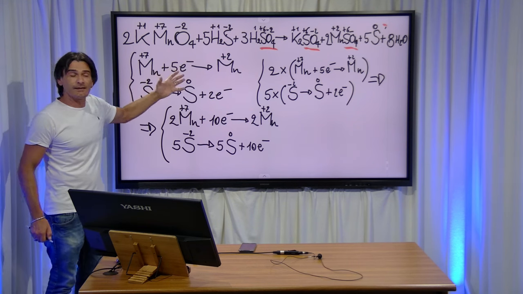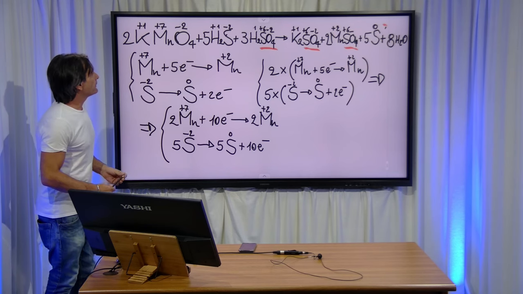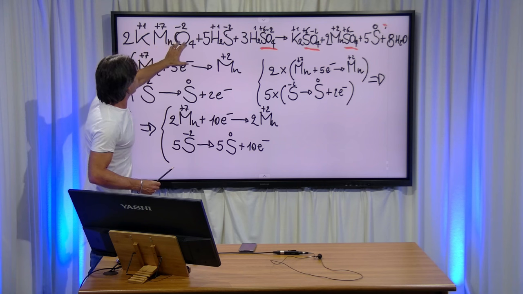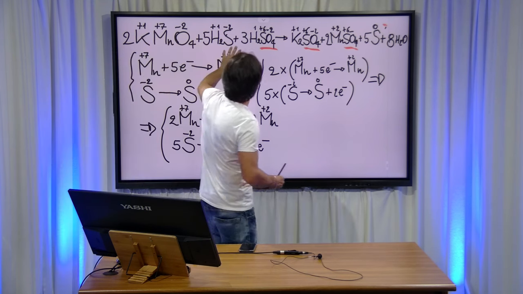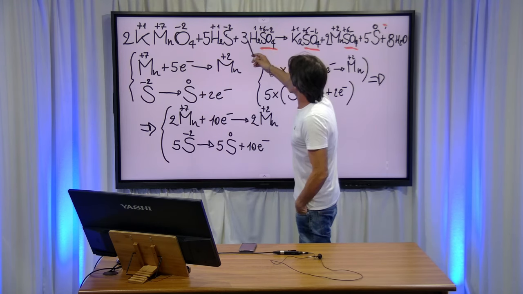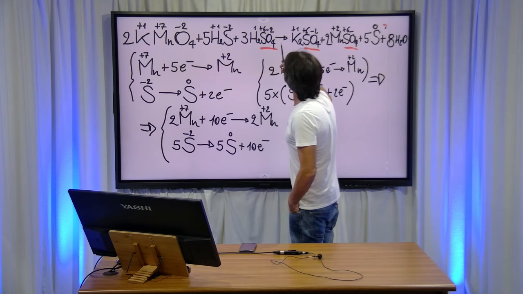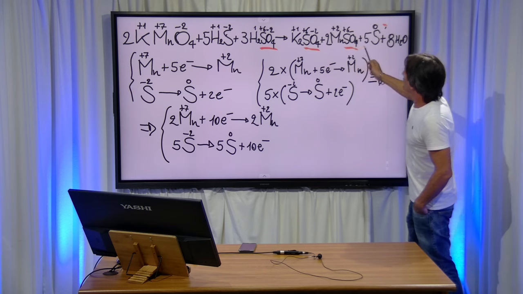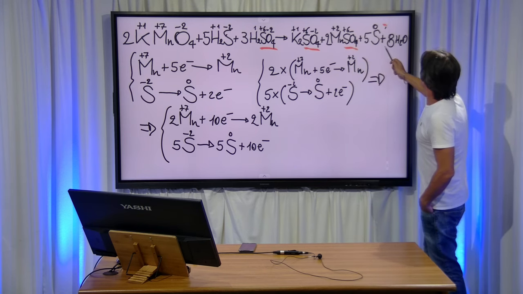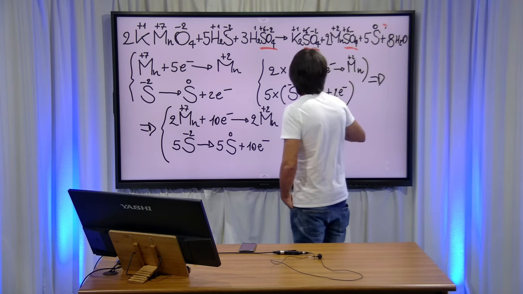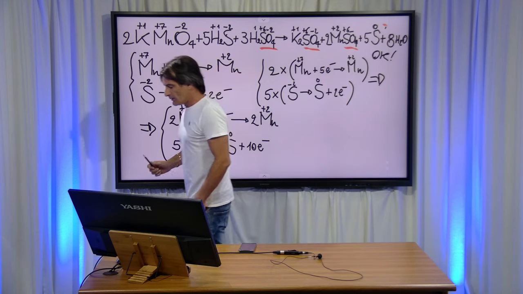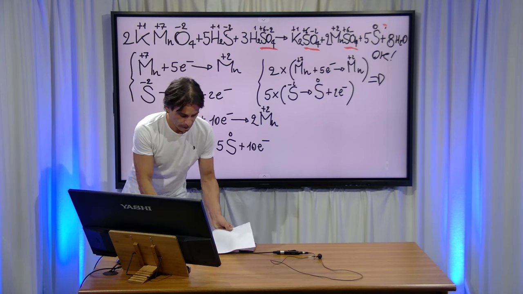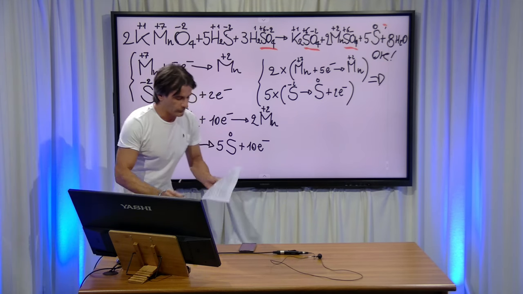If I haven't made mistakes, the oxygen has to be working. So we can check. Here we have 2 plus 4, 8 atoms of oxygen plus 12 atoms of oxygen. So we have in total 8 plus 12, 20 atoms of oxygen. Here we have 4 plus 8, 12 plus 8, 20. So, in this way, the reaction is balanced. Okay. Perfect.